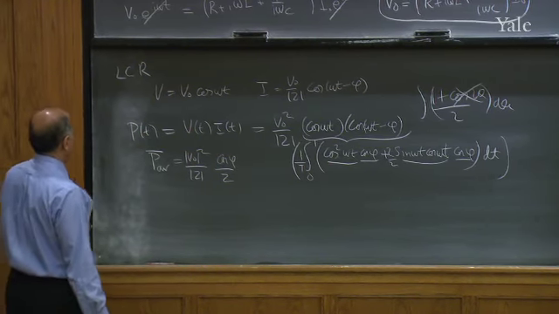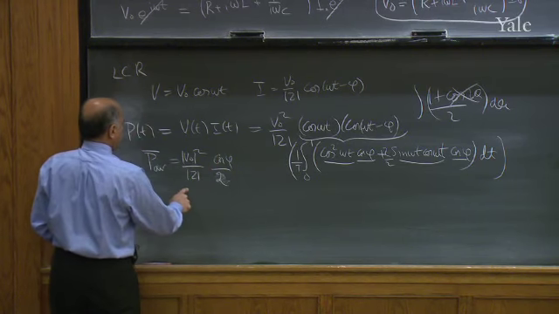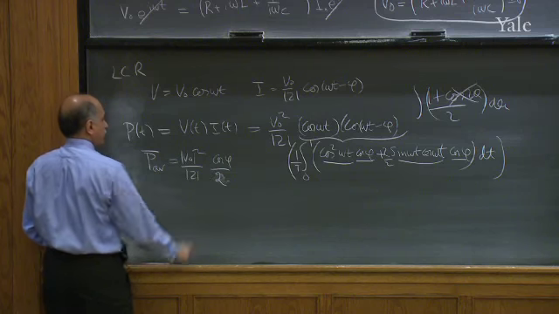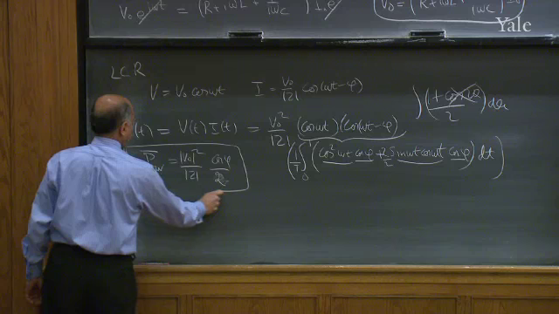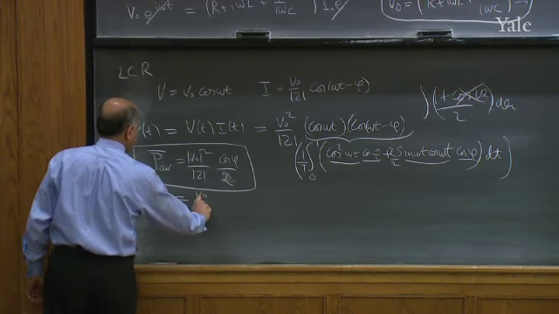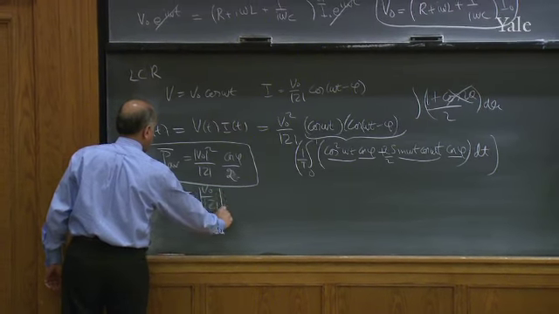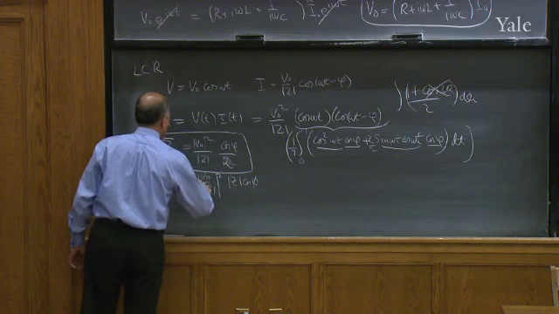So the average power in the circuit looks like 1 over 2 times V naught squared over mod Z, cosine phi. That's the correct result. In fact, we can see it in another way. Let's write it as V naught over mod Z squared times mod Z cosine phi over 2.